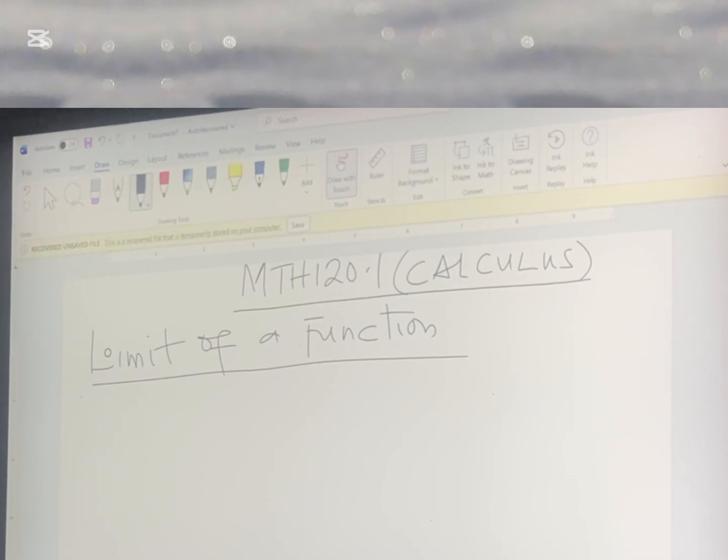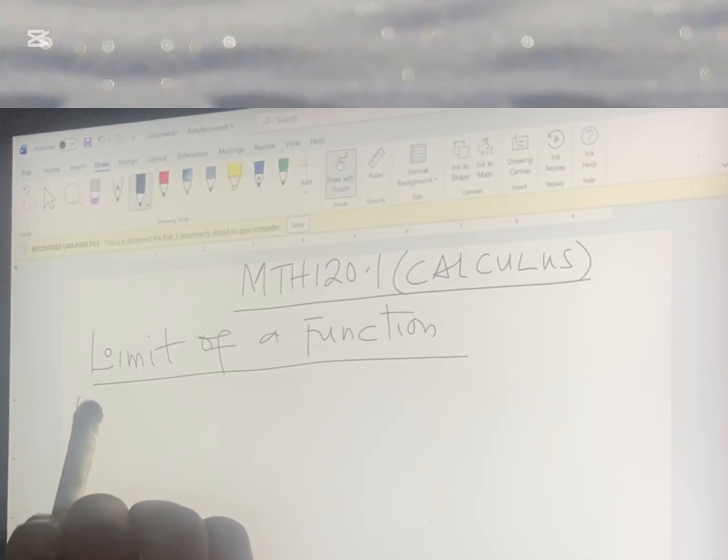Let's write: limit of a function can be defined mathematically as a function f of s gives L as s approaches a.